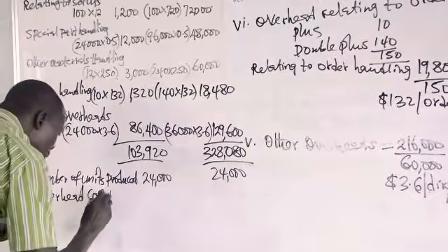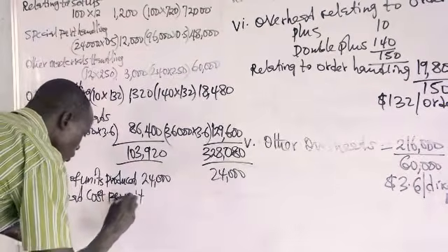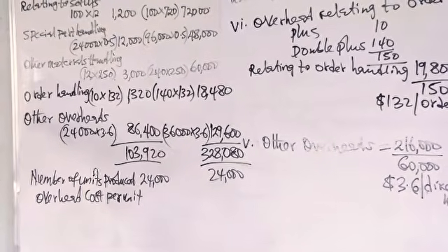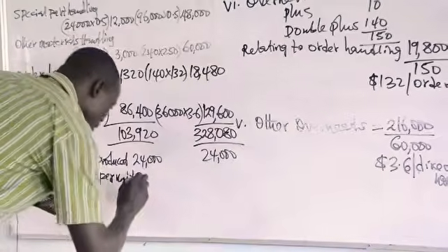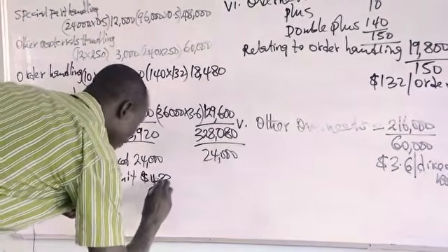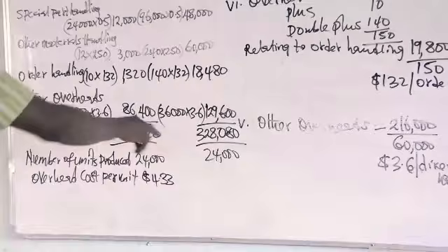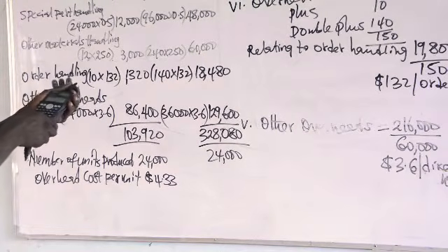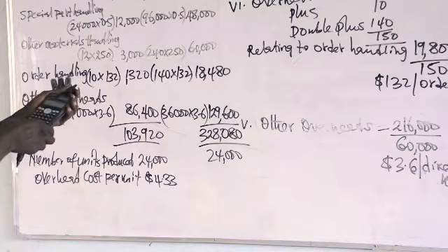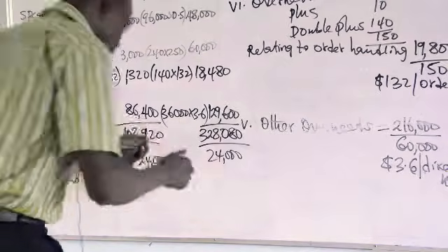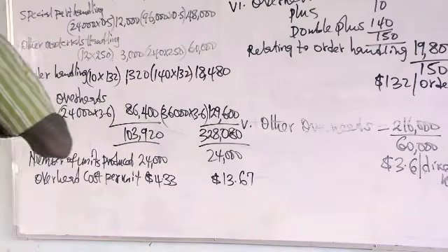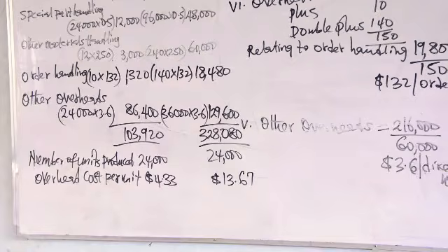Overhead cost per unit now. When you divide, this will be $4.33. Then when you divide this by this, 328,080 divided by 24,000, and that will give us $13.67.